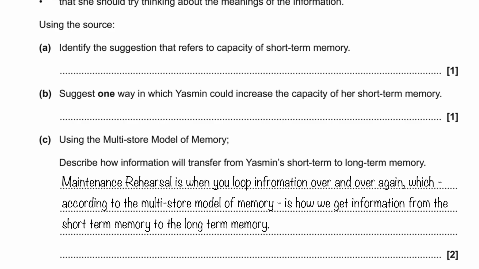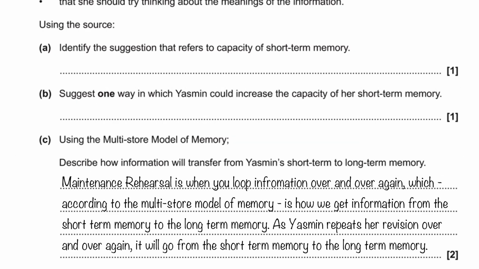Anyway, that's going to be your first mark, talking about rehearsal and how rehearsal is how information gets from the short-term memory to the long-term memory. And that second mark is for a source mark. So you can see that the question itself says how information will travel from Yasmin's short-term memory to her long-term memory. We're not talking about just a generic example. We've got to talk about Yasmin here.